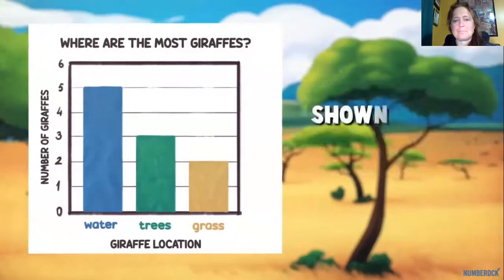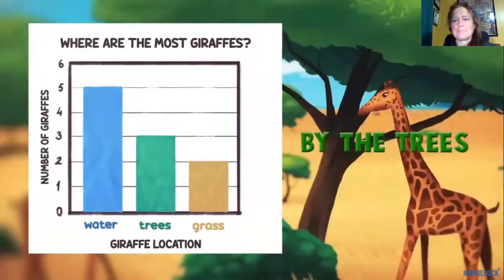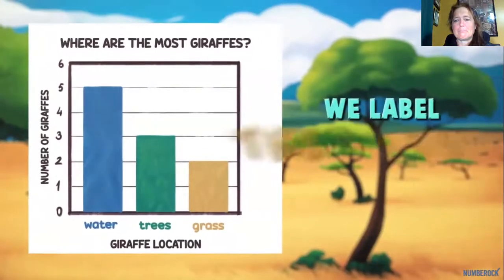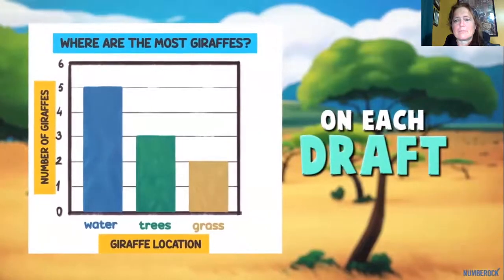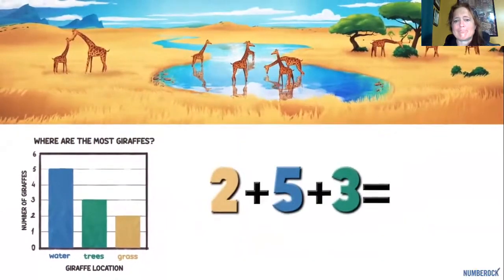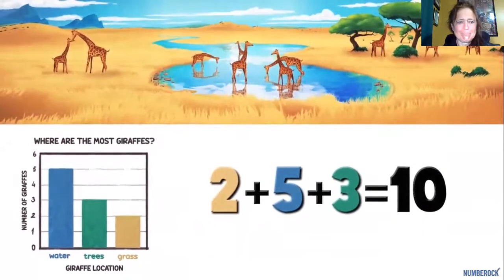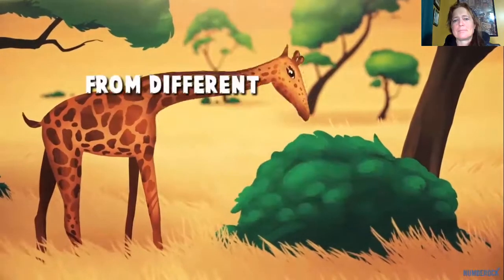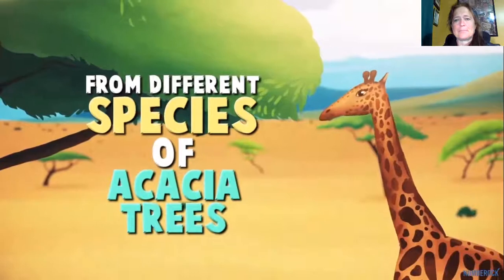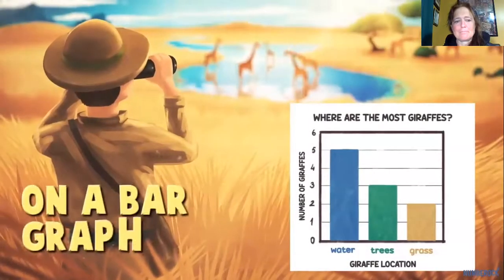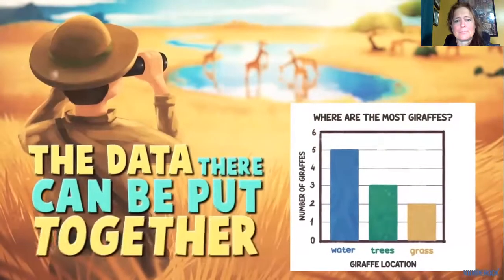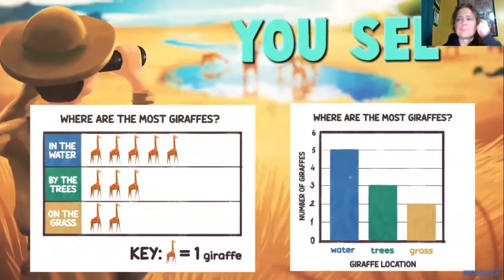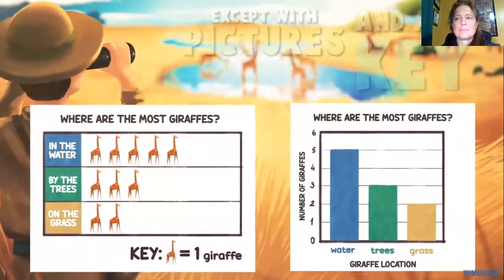Let's look at a bar graph showing all of the giraffes in the water, by the trees, or on the grass. And see that every time we craft any type of bar graph, we label the axes and write a title on each draft. And it shows us that in all, 10 giraffes are standing tall on a warm summer day in Senegal, roaming the plains by calm seas, eating fruits, flowers, and leaves from different species of acacia trees. On a bar graph, the data there can be put together, taken apart, or compared. Picture graphs can show the same data you see, except with pictures and a key.